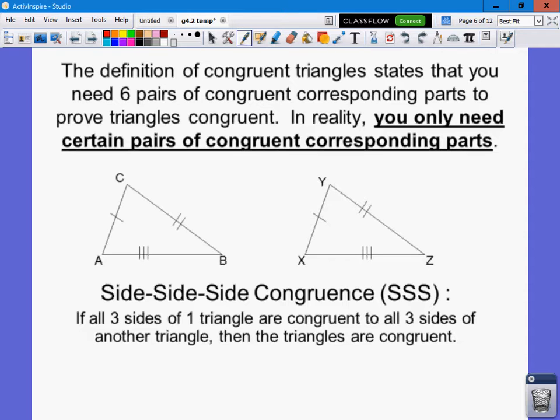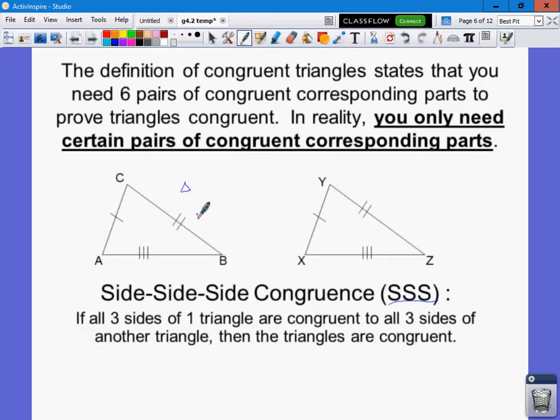The first one that we're going to talk about is side, side, side congruence. You won't ever have to write this out. All you actually end up writing are the 3 letters, SSS. If 3 sides of one triangle are congruent to 3 sides of another triangle, the 2 triangles are in fact congruent to each other. Once I can see that they're congruent, I could write a congruent statement.